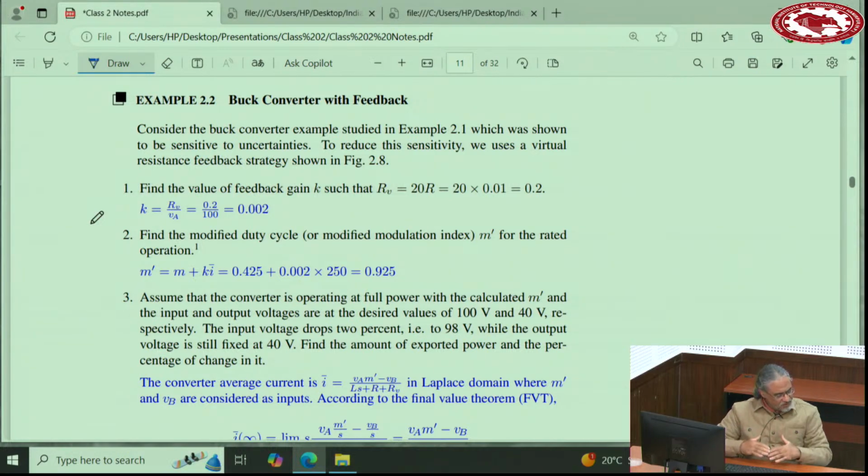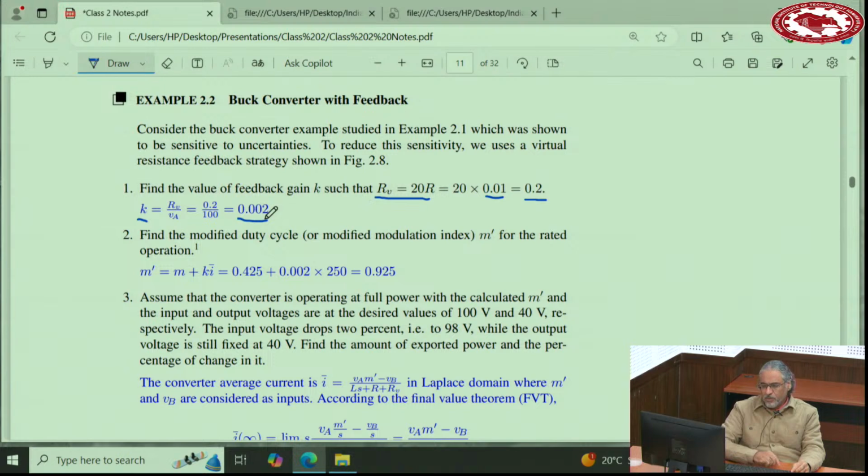All the items are the same as in the previous class, but now I'm going to consider a virtual resistance of 20 R. And R, if you remember yesterday, was 10 milliohm. So 20 times 10 milliohm becomes 200 milliohm. That will be our virtual resistance. To calculate K, K will be RV divided by VA, so 0.2 divided by 100. So your K, the feedback gain, is 0.002.